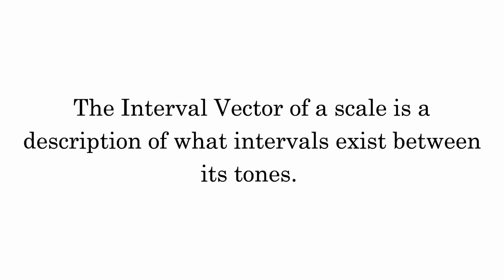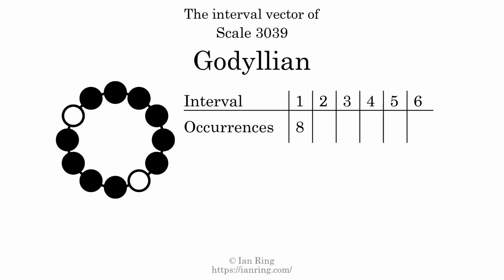The interval vector of a scale is a description of what intervals exist between its tones. There are 8 intervals with the size of 1 semitone. They are here, here, here, here, here, here, here, and here. There are 8 intervals with the size of 2 semitones. They are here, here, here, here, here, here, here, and here.